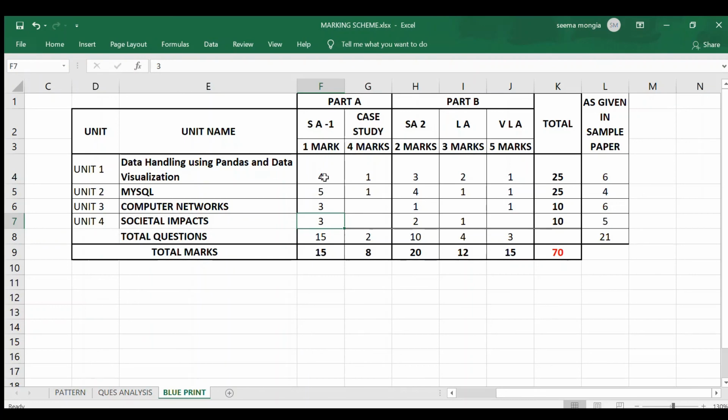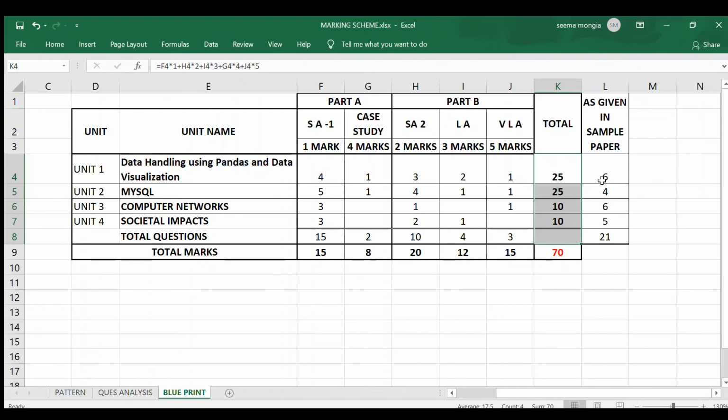So when we talk about the actual marking scheme as per the weightage, it is 4 plus 5 plus 3 plus 3, that comes out to 15. But there are not 15 questions, there are 21 questions. So obviously, the number of questions in these topics may vary.